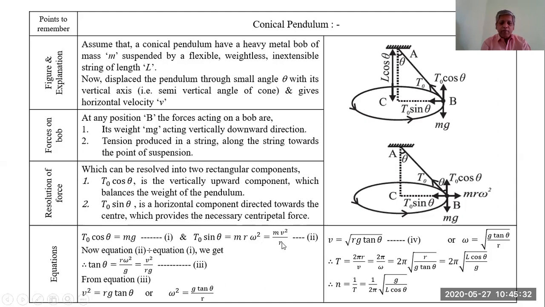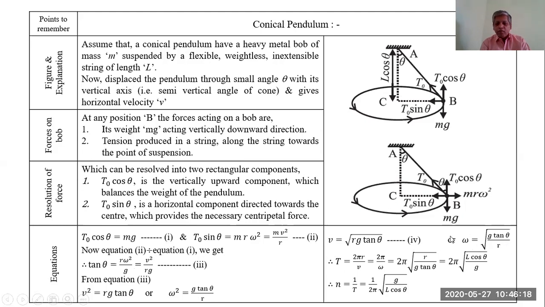Now equation second divided by equation first, we get tan theta equals r omega square upon g, or v square upon r g. Here T0 sin theta upon T0 cos theta means tan theta, m r omega square divided by mg, that is r omega square upon g, or m v square upon r divided by mg, that is v square upon r g. From these equations, v square equals r g tan theta, or omega square equals g tan theta upon r. Therefore, the speed v equals square root of r g tan theta. This is the fourth equation. Or angular velocity omega equals square root of g tan theta upon r.